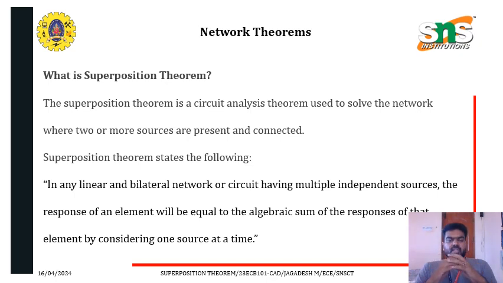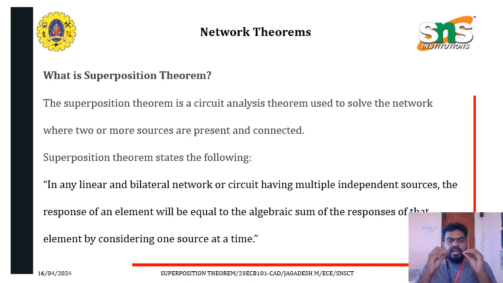The superposition theorem is a circuit analysis theorem used to solve networks where two or more sources are present and connected. The superposition theorem states the following: in any linear and bilateral network or circuit having multiple independent sources, the response of an element will be equal to the algebraic sum of the responses of that element by considering one source at a time. This is called the superposition theorem.